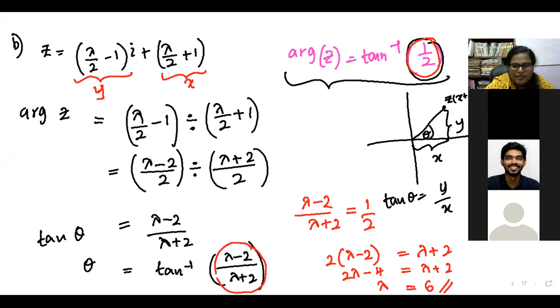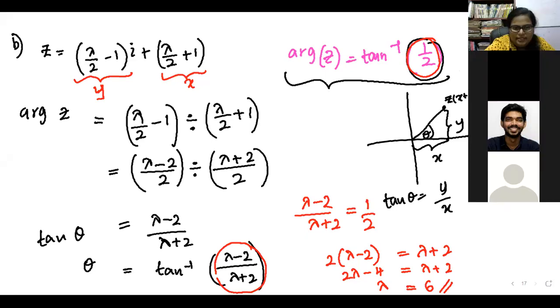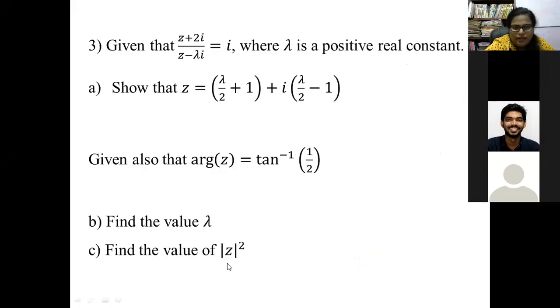In the next part, you have to find the value of modulus z star. We have found this lambda value is 6, right? So you can write this z value as 6/2 plus 1 plus i into 6/2 minus 1.